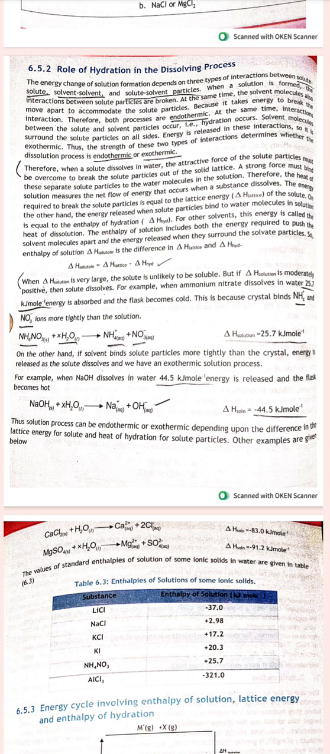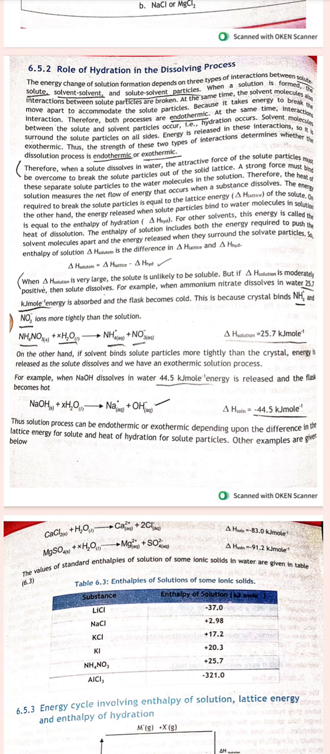At the same time, interaction between solute and solvent, hydration, occurs. Solvent molecules surround the solute particles on all sides. Energy is released in these interactions, so it's an exothermic process. The strength of these two types of interaction determines whether the dissolution process is endothermic or exothermic. So there are three types: solute-solute, and solvent-solvent. So to break the interaction, we have an endothermic process, and in order to make a bond, when the hydration occurs, we have the exothermic reaction.